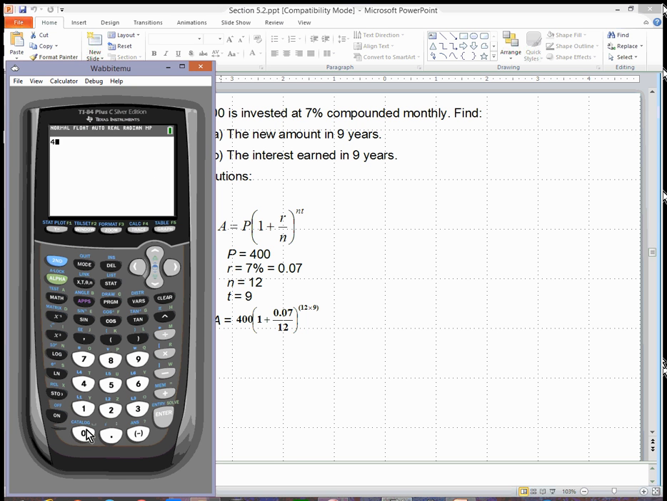Okay, so I'm looking at 400, open parenthesis, 1 plus 0.07 divided by 12, close parenthesis, raised to. Notice I put parentheses here. Let me go ahead and do it here as well. Open parenthesis, 12 times 9. When you go to the exponent, don't forget to hit the caret key, your power key, and then just press enter. I'm getting 749.670, so to the nearest whole cent, it's $749.67.